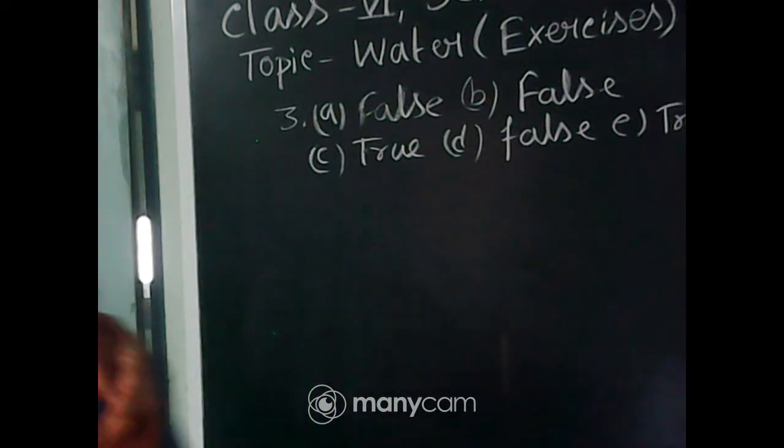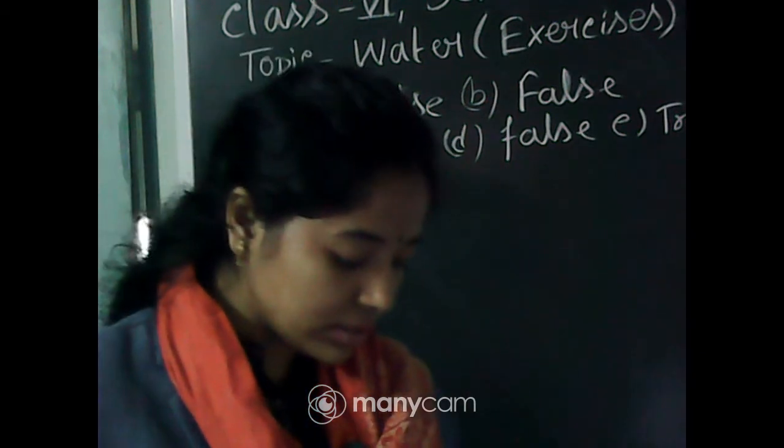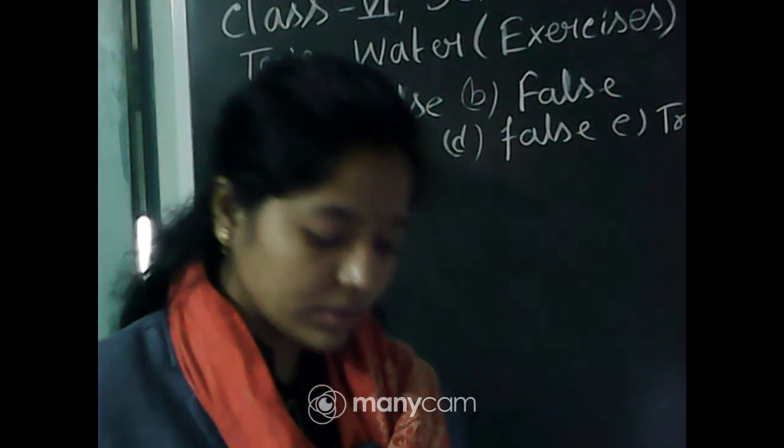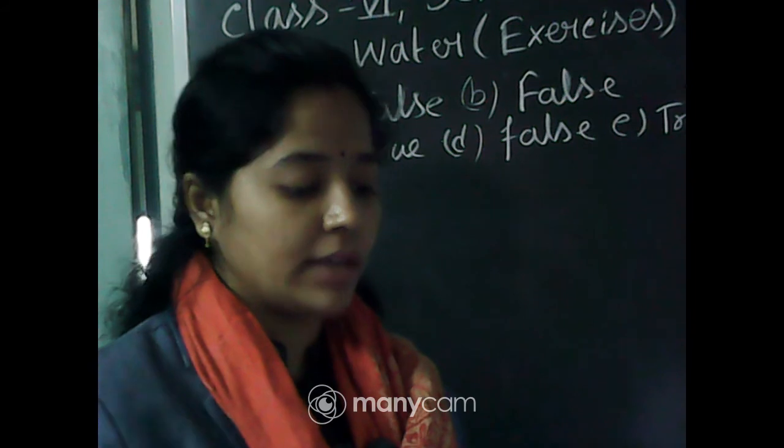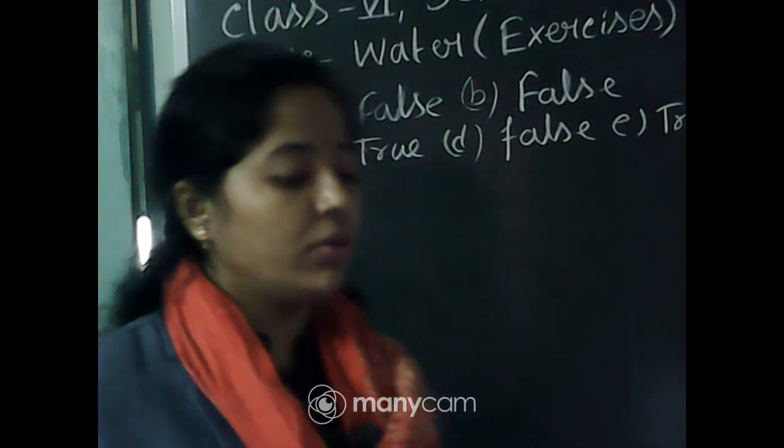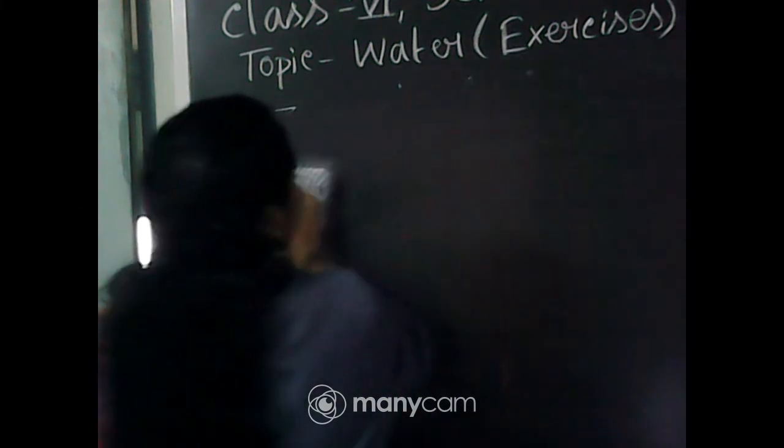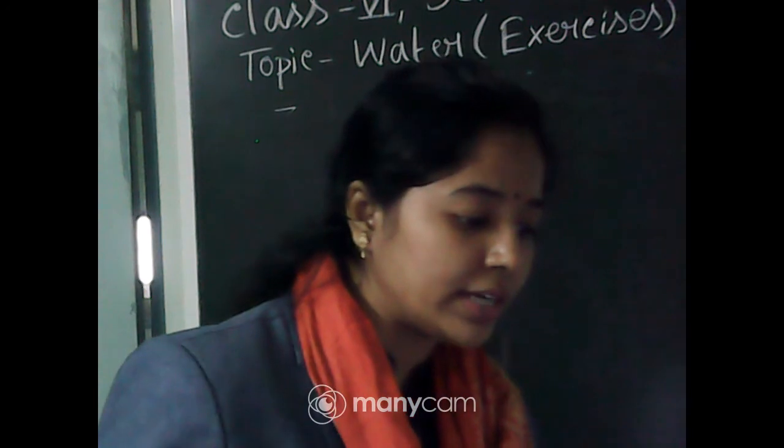Now we have got all the answers. Now comes to the long answer type questions. Okay, I am rubbing all this. Now comes to the fourth number question. What is the fourth number question? Let's see.